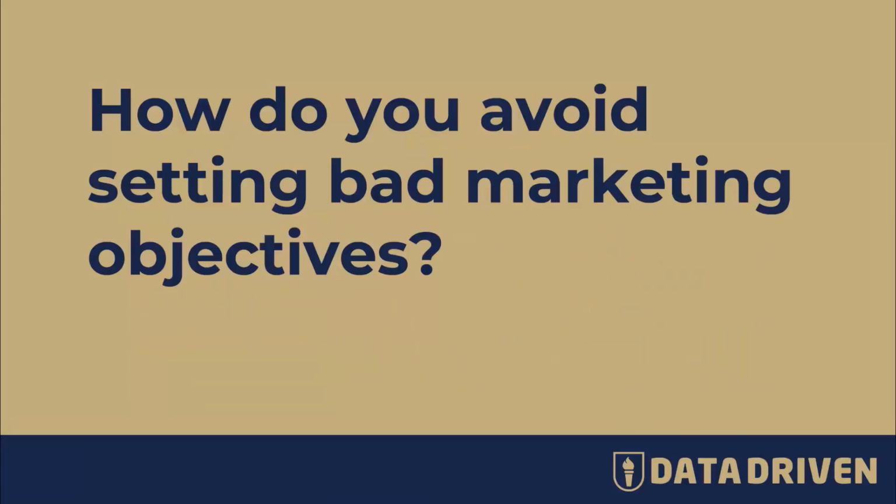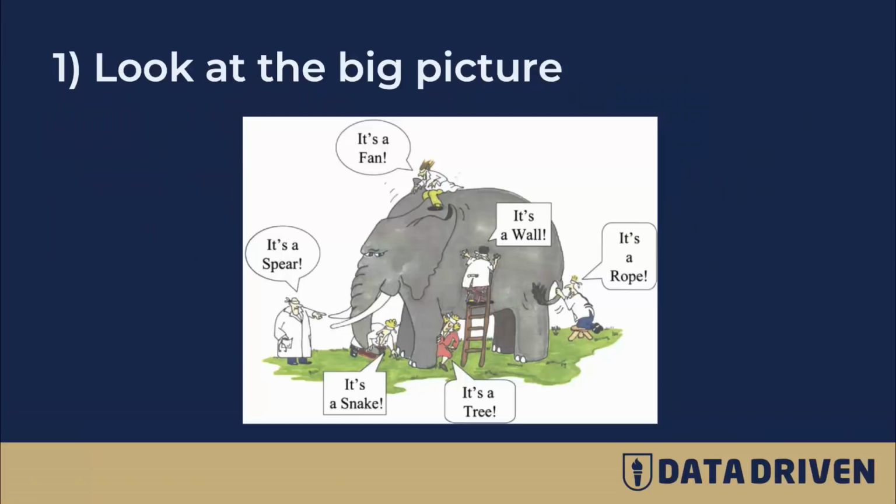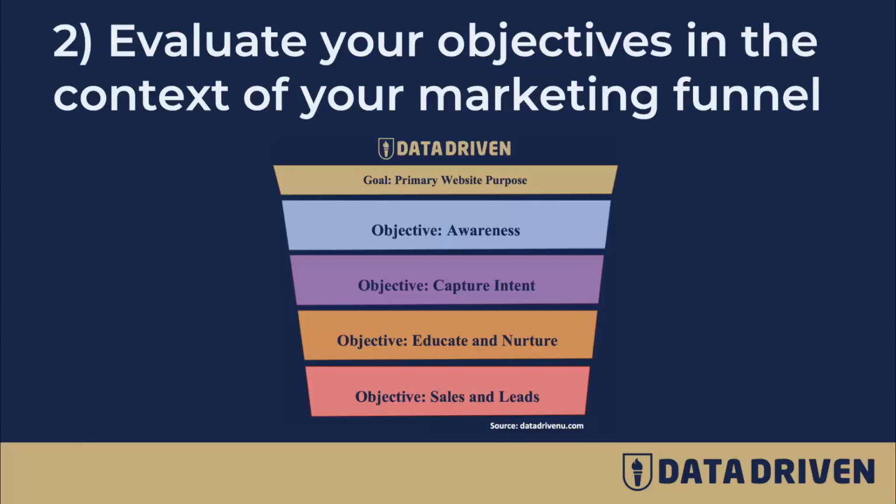Okay, so now that we know what a marketing objective is, how do you avoid setting bad ones? Number one, look at the big picture. Make sure you look at your objectives from a 10,000-foot total business view, as opposed to looking at the selfish objectives that you might have for your own role in your business. The CEO mindset means that you want to look at this thing from an overall business perspective.